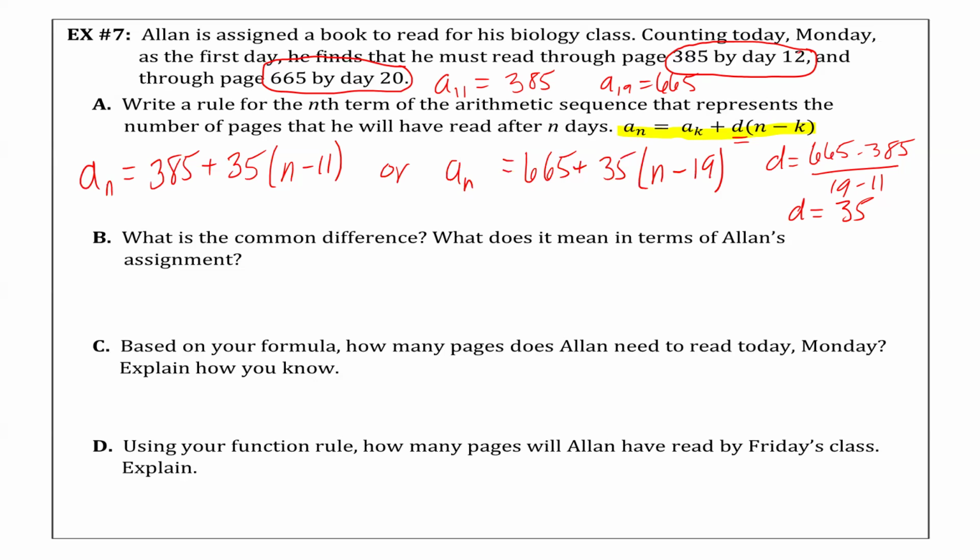Okay. So from here, it says, what is the common difference? Well, what does that mean in terms of Alan's assignment? What's my common difference? 35. My common difference is 35. D equals 35. What does that mean is happening then? You read 35 pages every day. There we go.